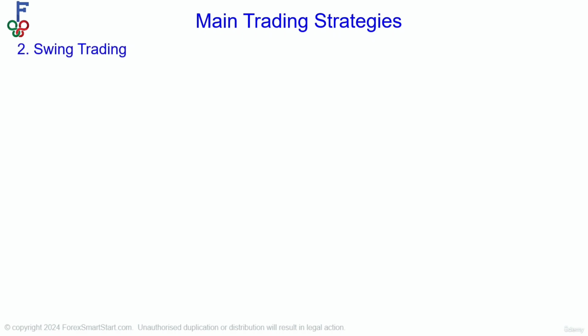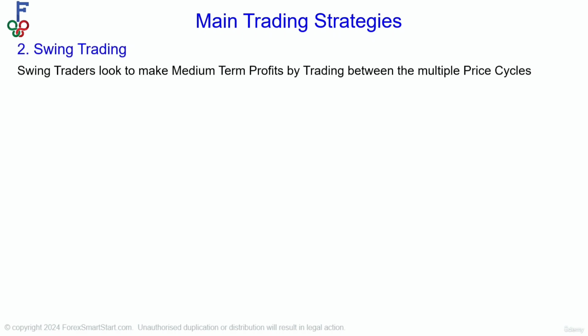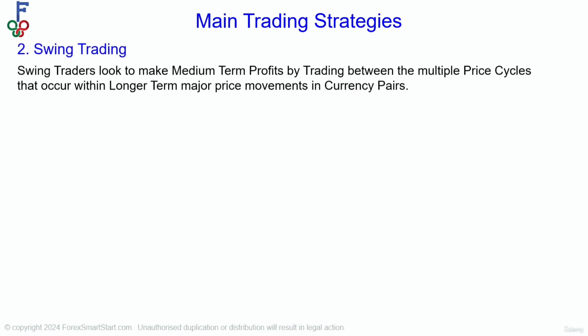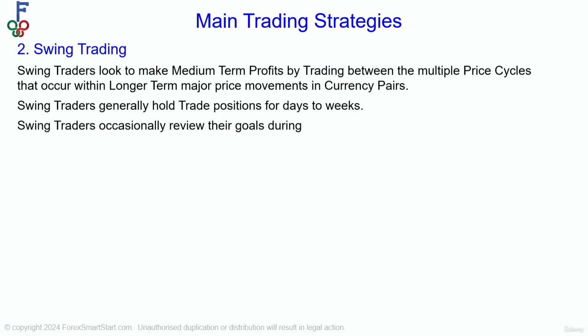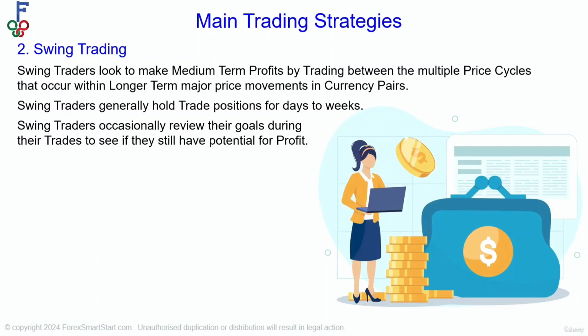Number 2, swing trading. Swing traders look to make medium-term profits by trading between the multiple price cycles that occur within longer-term price movements in major currency pairs. Swing traders generally hold trade positions for days to weeks. Swing traders occasionally review their goals during their trades to see if they still have potential for profit.